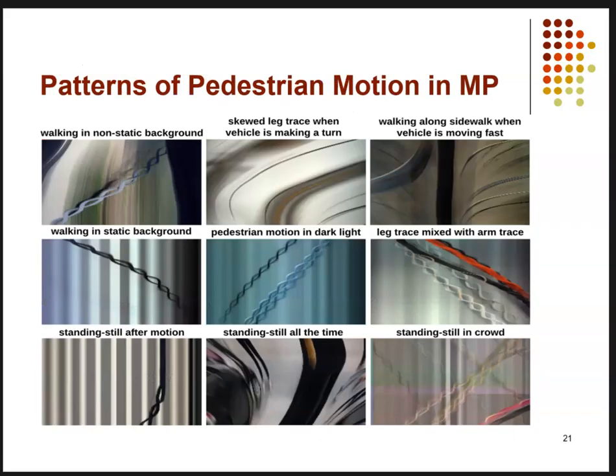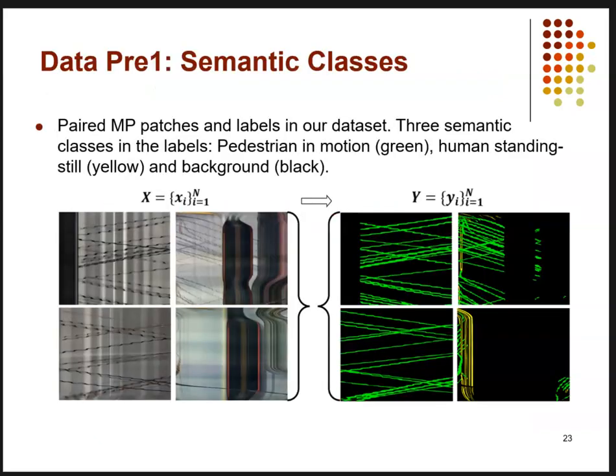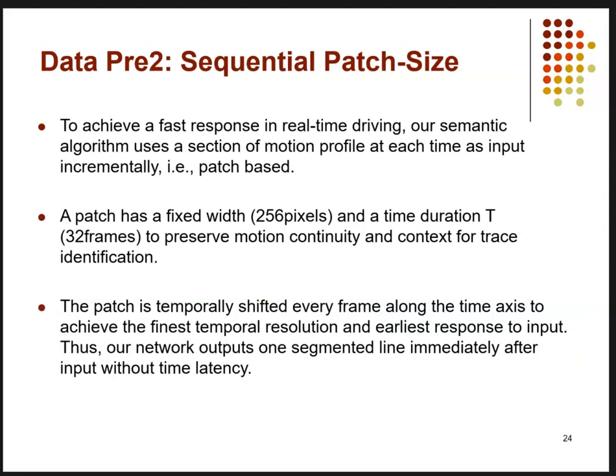The pedestrian motion will form multiple patterns in MP, including the skewed legs when the vehicle is driving fast and making turns. We predefined 3 semantic classes, including the pedestrian in motion, human standing still, and the background.